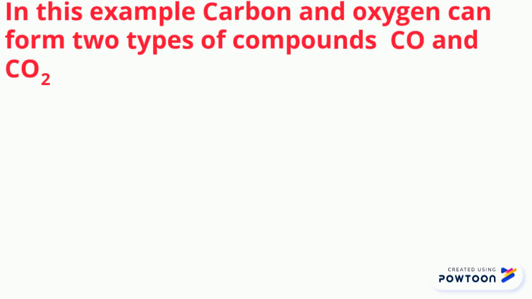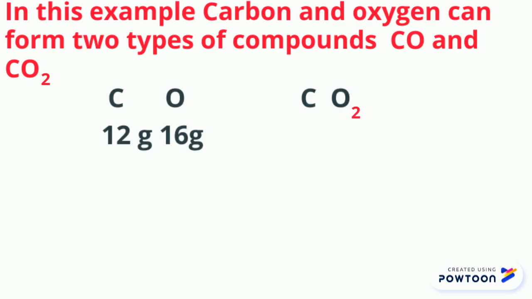We'll start with our first example, where carbon and oxygen can form two types of compounds with the same elements, carbon monoxide CO and carbon dioxide CO2. Then we will check the mass from the periodic table for each of them, 12 and 16 for compound 1 and 12 and 32 for compound 2.